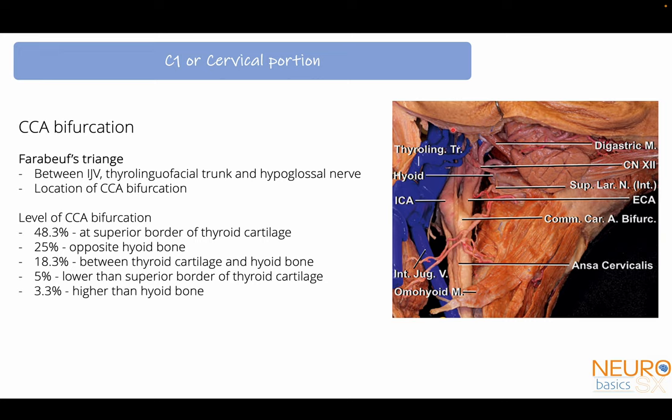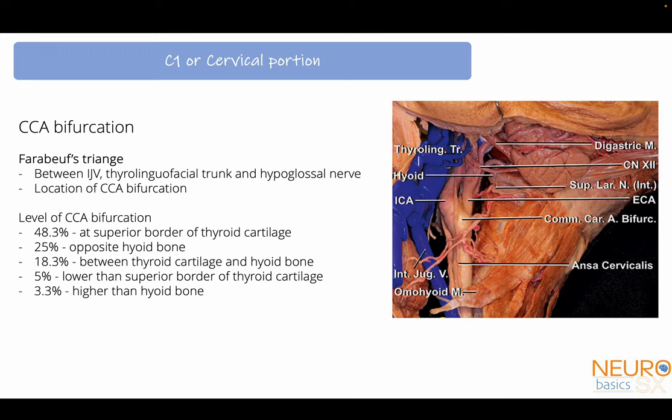Now coming to the anatomy of the internal carotid artery, the ICA arises from the CCA bifurcation, and the CCA bifurcation can be identified by Farabeuf's triangle, which lies between the internal jugular vein here, the hypoglossal nerve here, and another venous structure known as the thyrolinguofacial trunk, which ultimately joins into the internal jugular vein. This should be able to identify the location of the CCA bifurcation, usually.